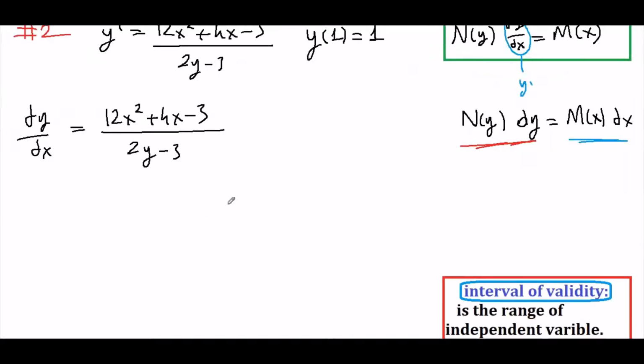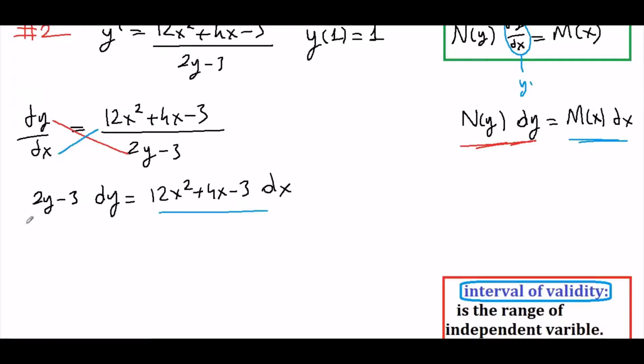Our next step is to cross multiply. So we're going to multiply dy times this denominator and dx times this numerator. So we have (2y minus 3) dy equals (12x squared plus 4x minus 3) dx. As we can see, our x variables are here on one hand side and our y variables are here on the other side. So this is totally separated. Now we can integrate both sides.